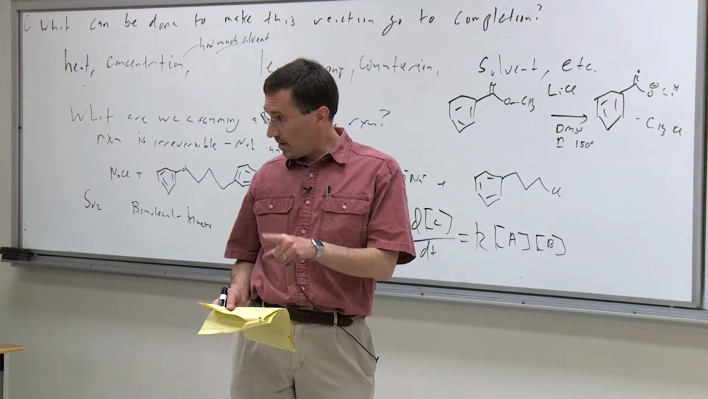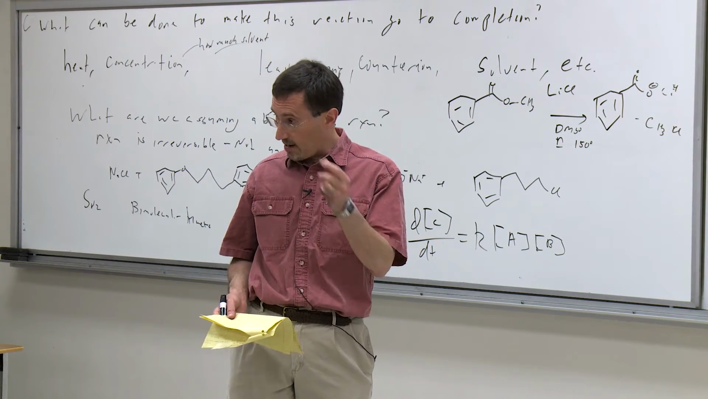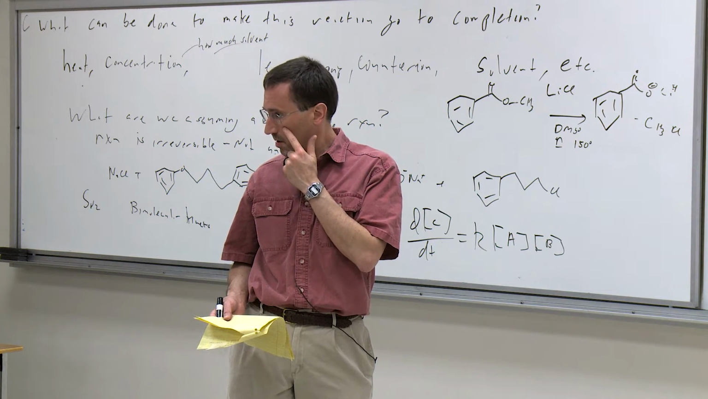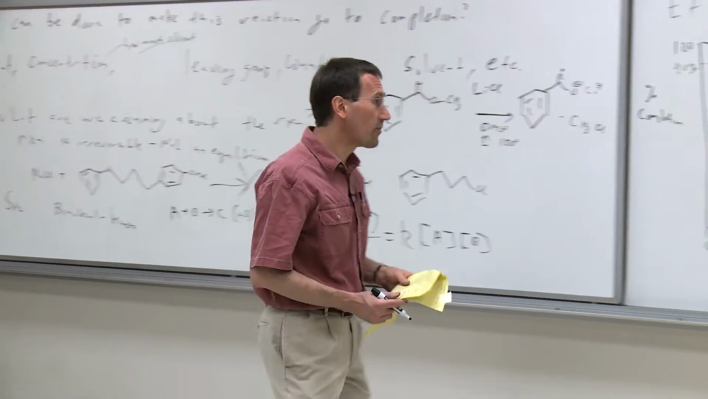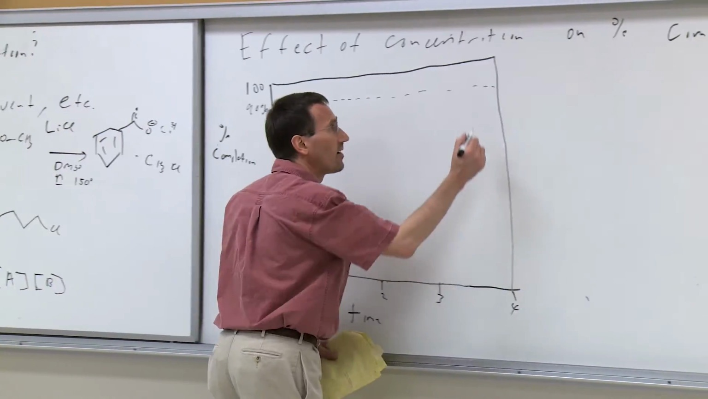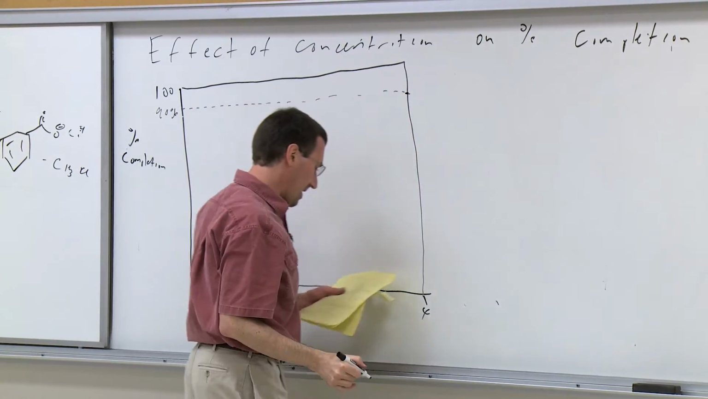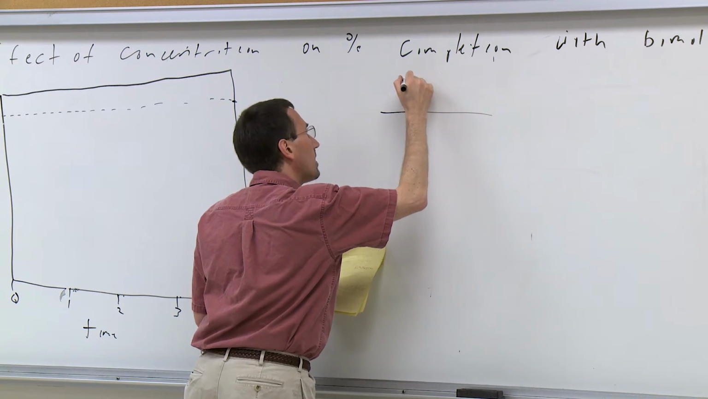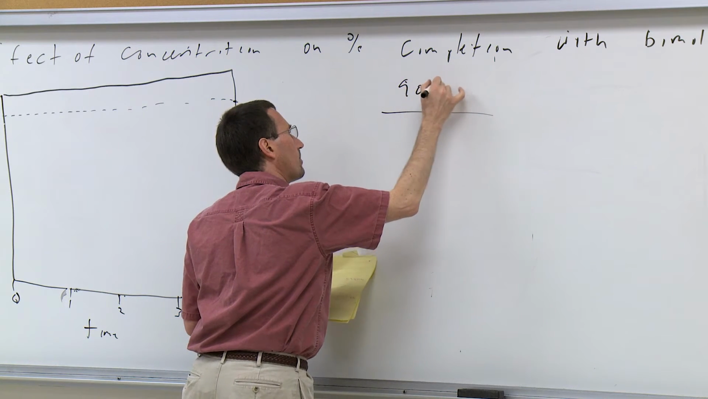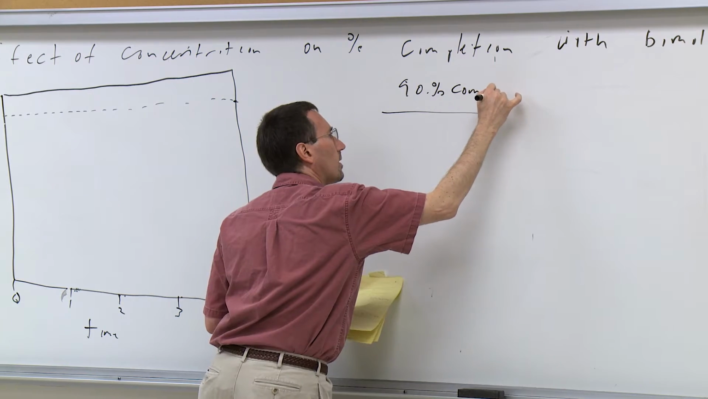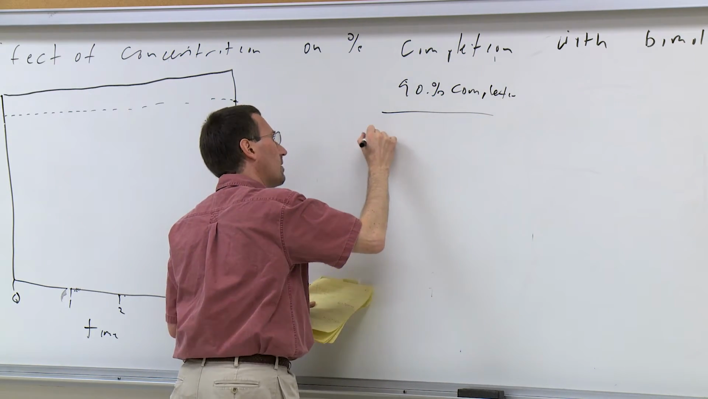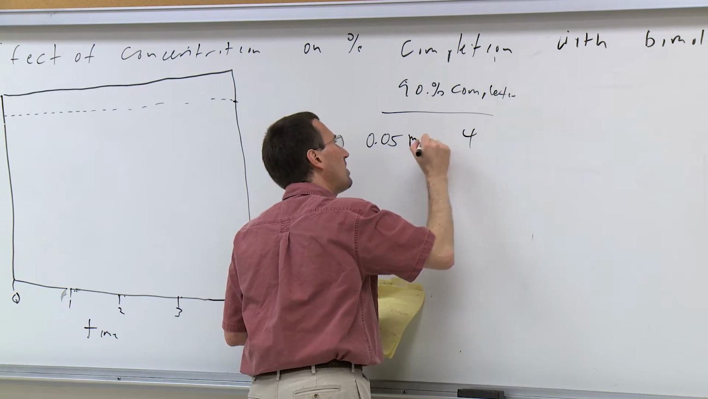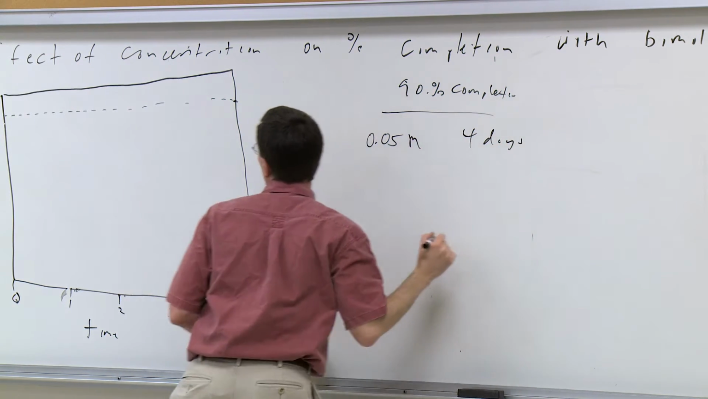So it was 1 millimole of each component in 20 mLs of solvent. We ran that reaction at 0.05 molar. So let's just say hypothetically that we look at the time to 90% completion. And as I said, this may be a little bit different than my TLC plate. And at 0.05 molar, let's just say it was 4 days.